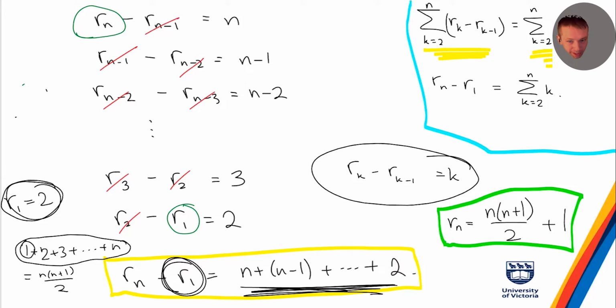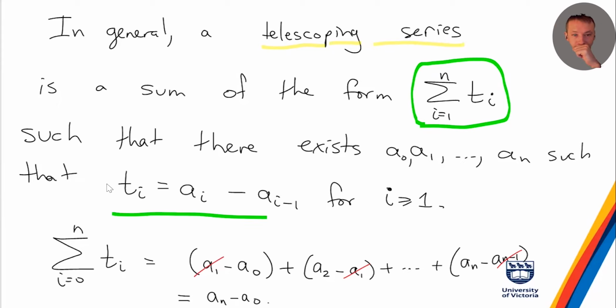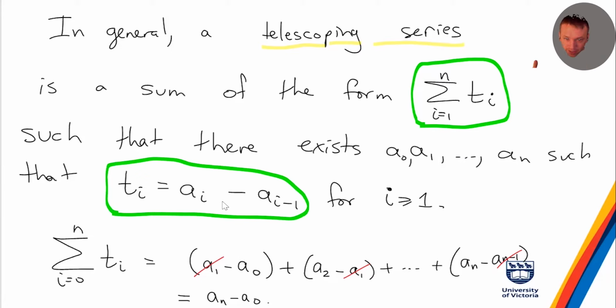So just to be clear, what do I mean by telescoping? This is a general thing in mathematics: a telescoping series is a sum of the form sum of ti from i equals 1 to n, such that there exists a sequence a0, a1, up to an, such that ti is equal to ai minus ai minus 1. That's what a telescoping sequence, series, or sum is.